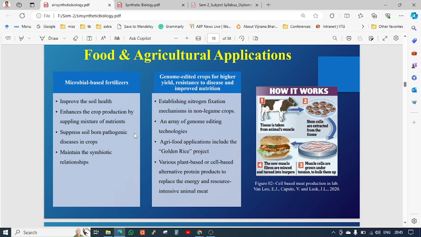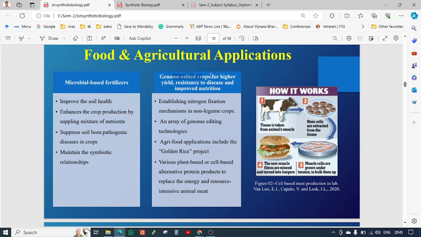We modify the genetics of some organisms to produce food for agricultural needs. Microbial based fertilizers improve soil health, enhance crop production, supply moisture and nutrients, and protect soil and crops from pathogenic diseases, maintaining the symbiotic relationship. These are the microbial based fertilizers. So we apply these to enhance crop production, enhance disease resistant varieties, and maintain the relationship between different species.